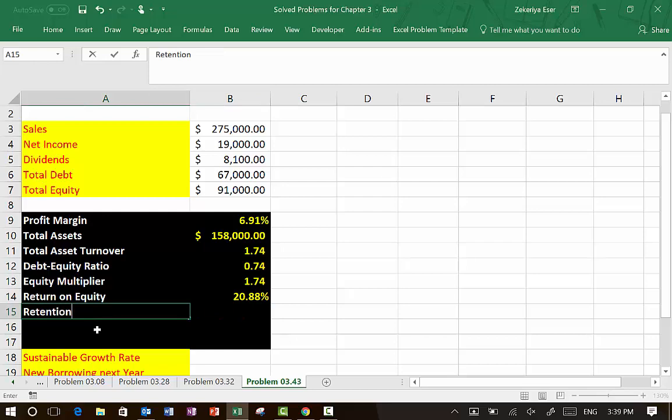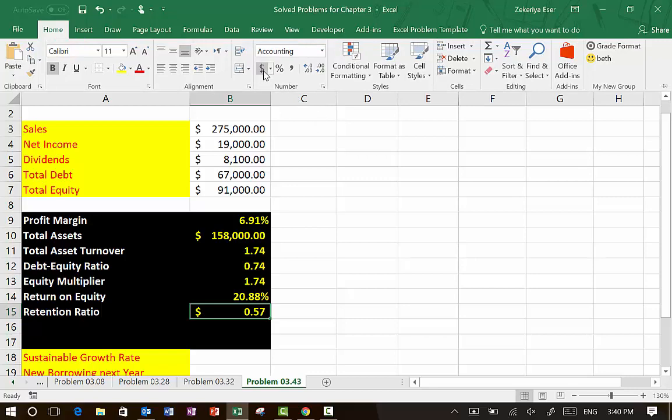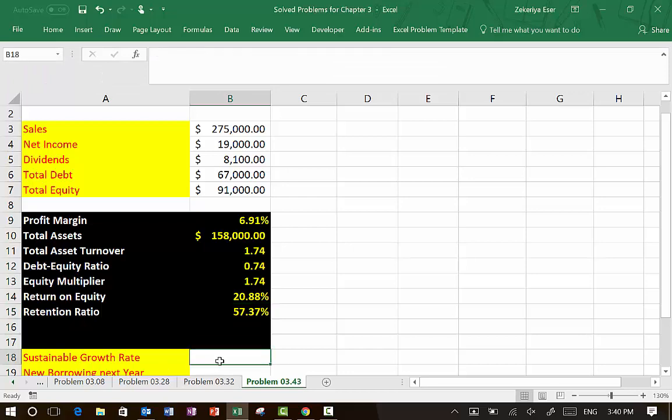And finally, retention ratio. I'm going to take net income minus dividends, which is the amount that I retain, divided by net income. Hence, sustainable growth rate is ROE times retention ratio divided by 1 minus ROE times retention ratio.